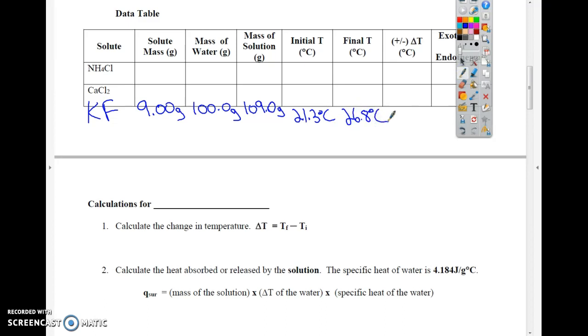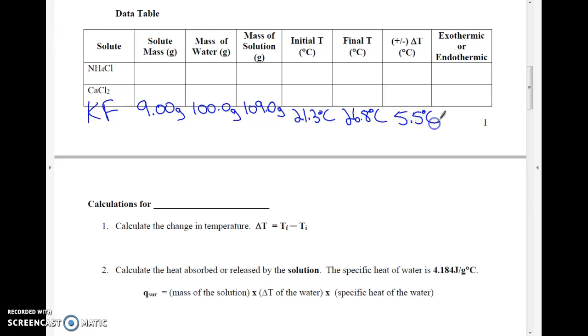All right, so whenever you do delta anything, it's always final minus initial. So you're doing 26.8 minus 21.3. Again, go by the least number of decimal places since you're subtracting in this case. And it's 5.5 degrees Celsius. They're both one decimal point, so that's what I'm going to do. And since the temperature went up, that ends up being exothermic. So this is the data that I'm going to use for the rest of this video.